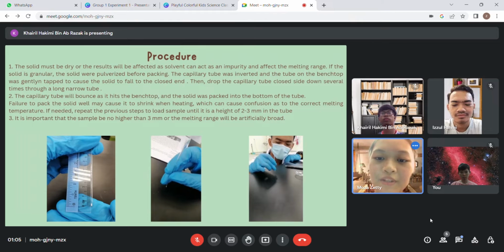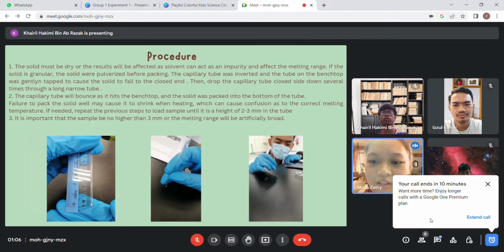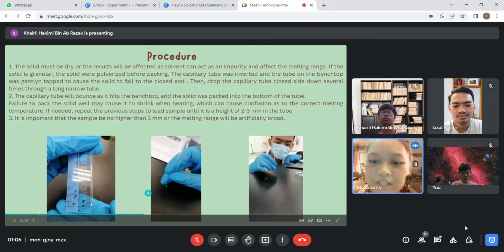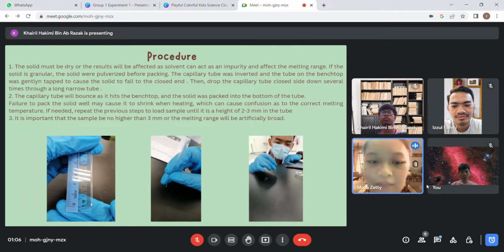Then, drop the capillary tube closed side down several times through a long narrow tube. Second, the capillary tube will bounce as it hits the bench top and the solid was packed into the bottom of the tube. Failure to pack the solid well may cause it to shrink when heating, which can cause confusion as to the correct melting temperature. If needed, repeat the previous step to load sample until it is a height of 2 to 3 millimeters in the tube. Third, it is important that the sample be no higher than 3 millimeters or the melting range will be artificially broad.